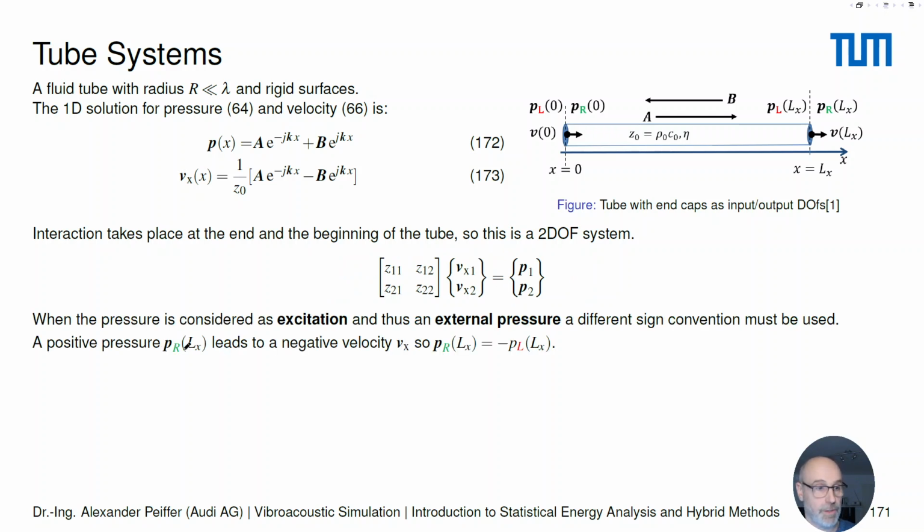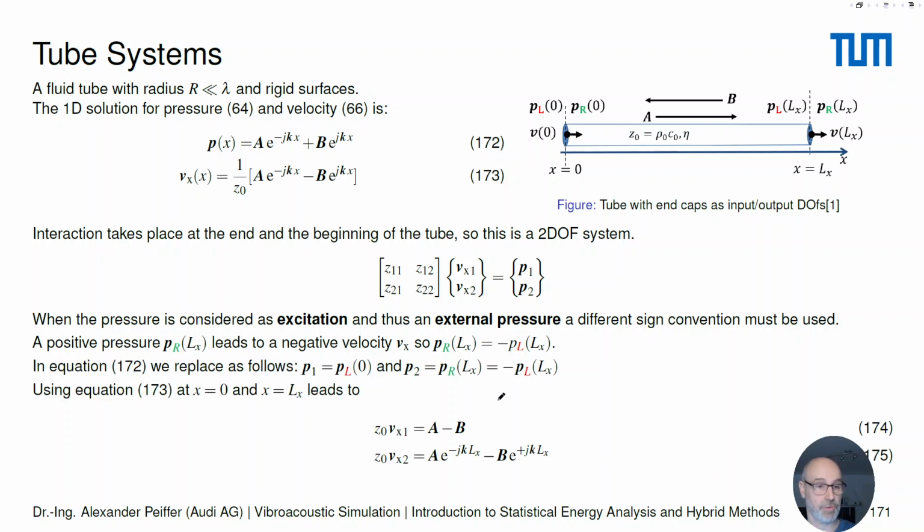Good. So that's what I said and mentioned. As an external pressure, we have to consider the right-hand side pressure here at the end of the tube, which is the negative value of the pressure as it would occur here in this solution. So once we have clarified this, the solution is quite simple.